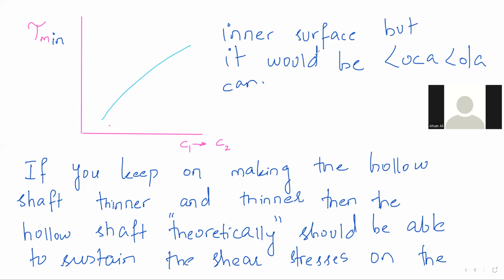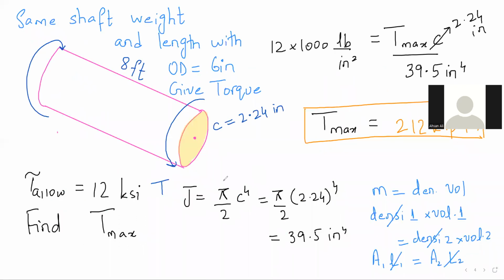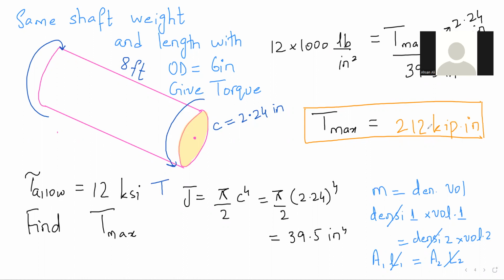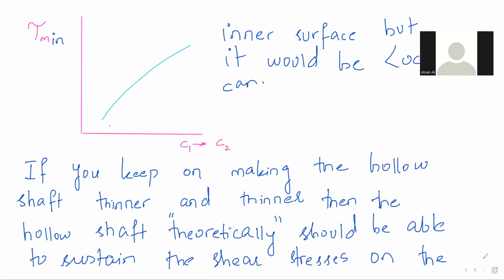In fact, you can go back to our discussions. Maximum torque that the hollow shaft can sustain is 408 kilo-pound-inches, and maximum torque that the solid shaft could sustain was 212 kilo-pound-inches. Wow. Here the radius was 2.24, and now the radius is 3 inches. So you can see that the hollow shaft, with a very little increase in radius and less weight, has a lot to offer to me. Something to think about.